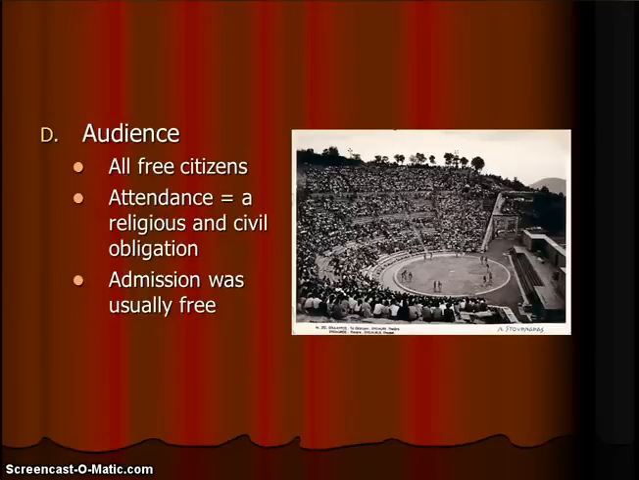Everything was closed for the day. People packed up and went to the theater, in fact, for an extended period of time, several days in a row. And admission was typically free.